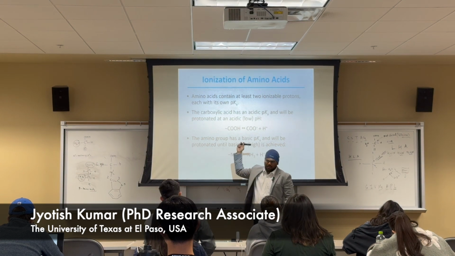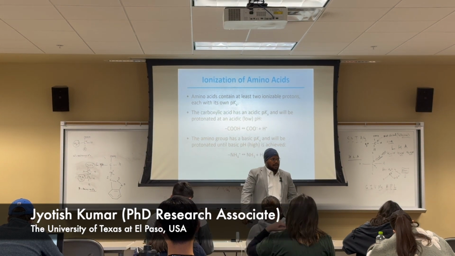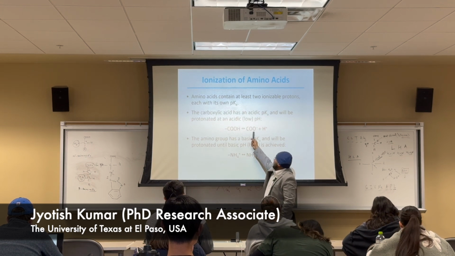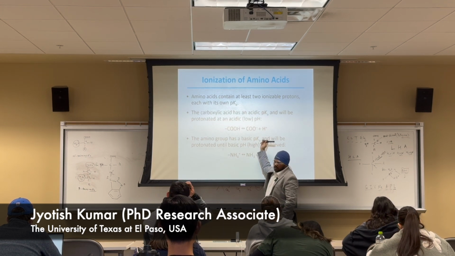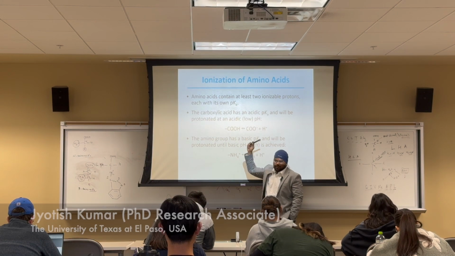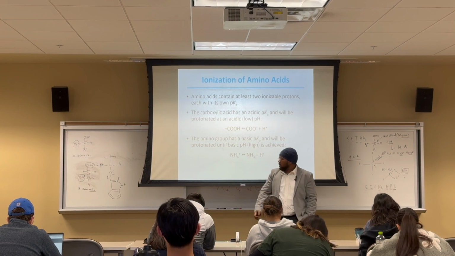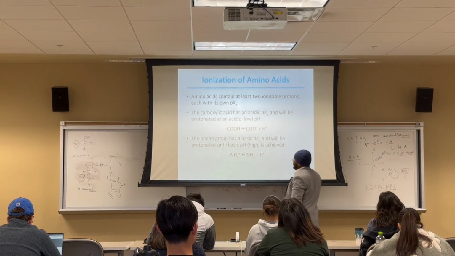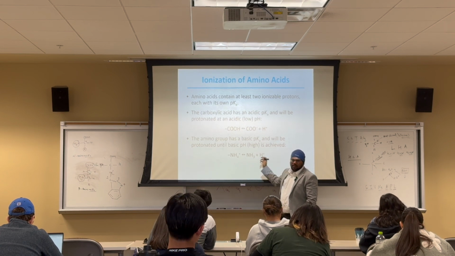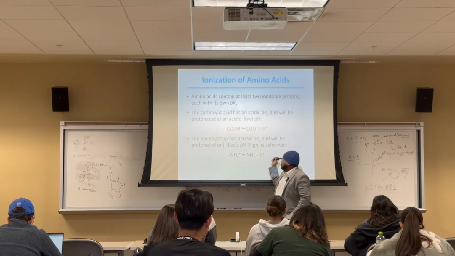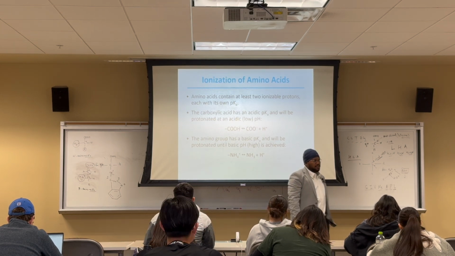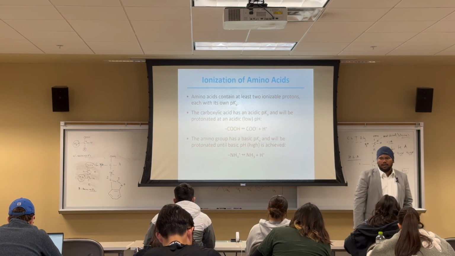We have a carboxyl group somewhere, right? Carboxylate ion and hydrogen ion. So this is how it forms. They release a hydrogen ion and convert into an anion. Similarly, you have another ionizable group, which is the amine group, NH4 plus, NH3 plus, H plus, right? So there are two ionizable groups in an amino acid. First is your carboxyl group and second is your amine group.